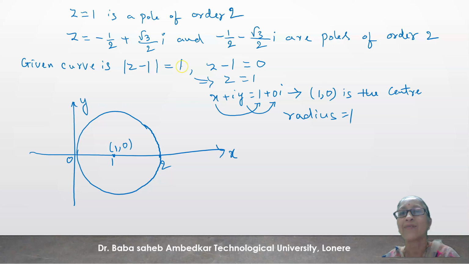Now let us check, here what is this? z equal to 1 is one pole, so z equal to 1 lies inside the circle, and the next one is minus 1 by 2 plus root 3 by 2 i. So here minus 1 by 2 is on the negative x axis, this is minus 1, so plus root 3 by 2, root 3 by 2 means about 1.7 upon 2, so a point on the y axis. So you will get minus 1 by 2 plus root 3 by 2 i here.